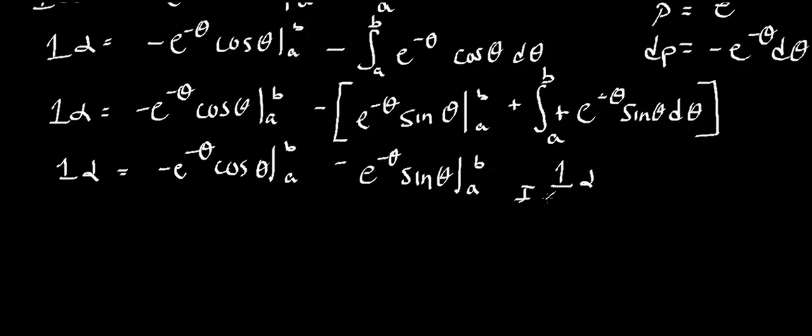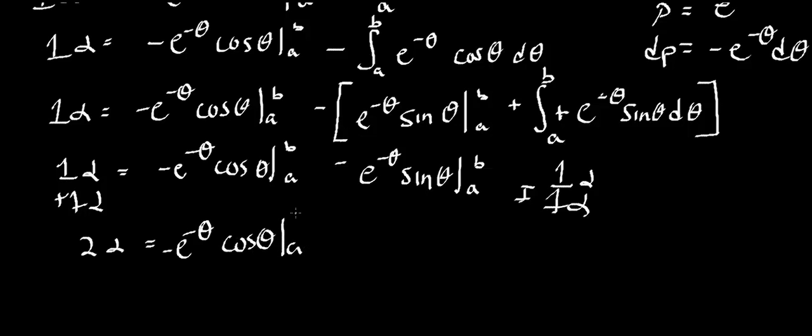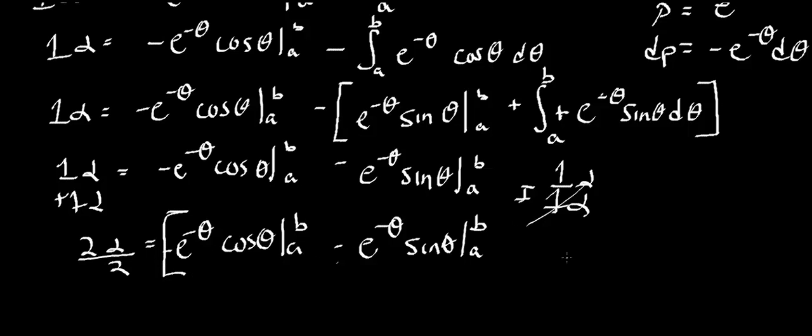We can add 1 alpha to both sides of the equation, and we end up with 2 alpha is equal to negative e to the minus theta times cosine of theta evaluated from a to b minus e to the minus theta times sine of theta evaluated from a to b. The 1 alpha and minus 1 alpha cancel. We can divide both sides here by 2, put this in brackets, and divide both sides by 2.